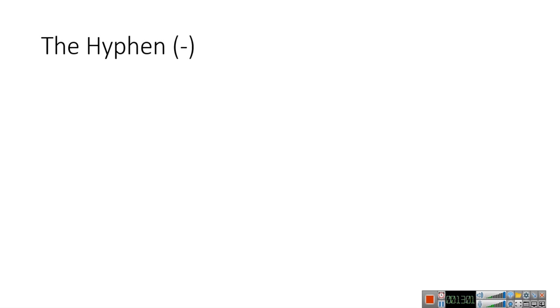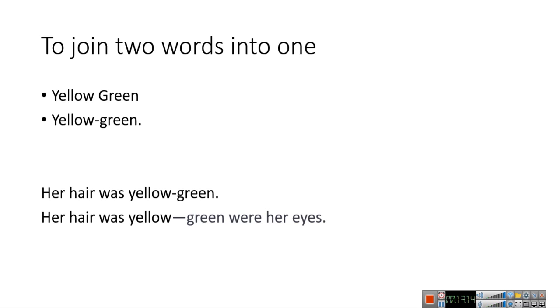All right, now let's go with the hyphen. The hyphen is very short, as opposed to the dash. The dash, remember, is longer. The hyphen is shorter. There is only one use to the hyphen, and it is to join 2 words into one. Let's say I have something that looks yellow-green, but I don't know the word for yellow-green. I have to make this example one word. So let's say I have a table that's yellow-green.